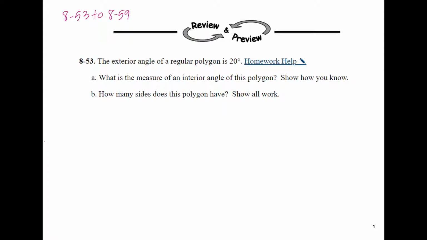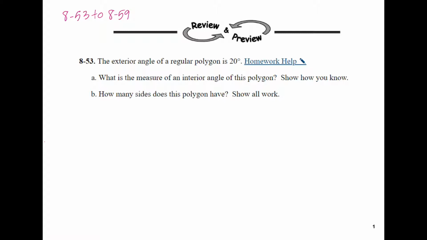Welcome to the review and preview in the CCG book, problems 853 to 859. Question 853 says the exterior angle of a regular polygon is 20 degrees. What is the measure of the interior angle of this polygon?